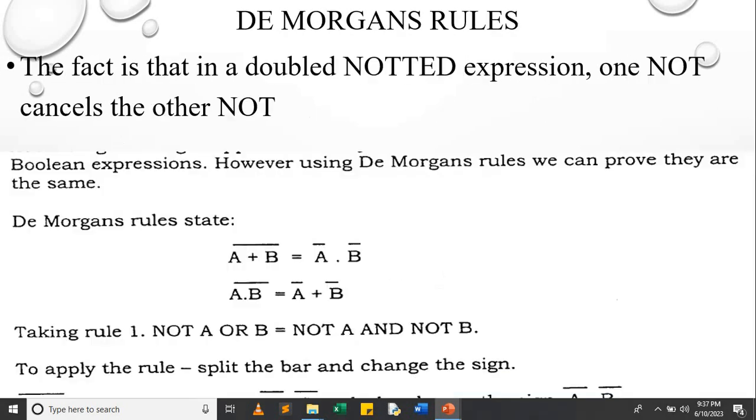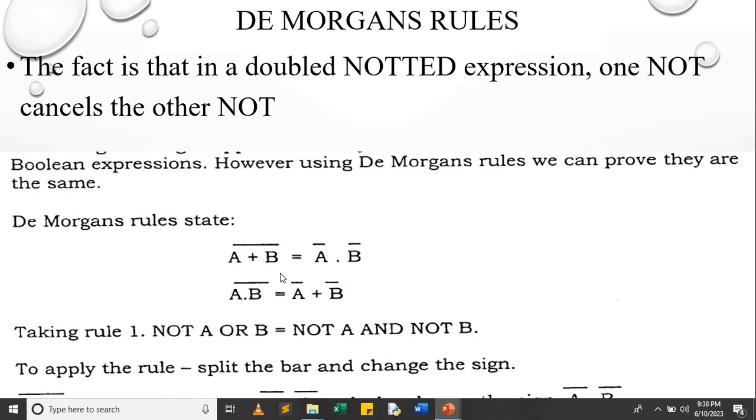Now, we have what we call De Morgan's laws. This man called De Morgan designed these things, and this is called the mathematics of computer engineers or scientists. This mathematics is not your ordinary mathematics of the civil or mechanical engineers. No, this is for computer engineers.